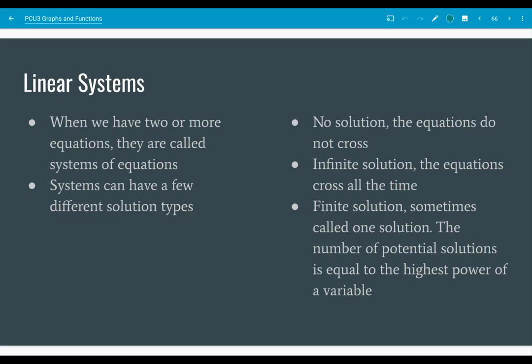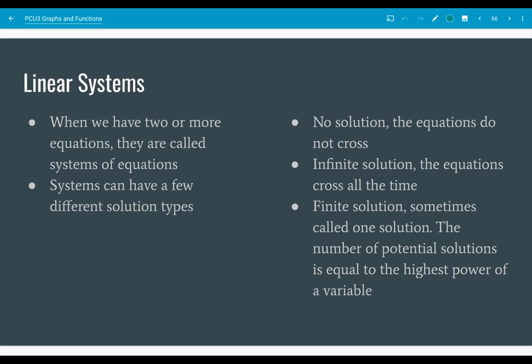So linear systems. Linear systems are when we have two or more equations and we're trying to solve them. It's a system of equations. There's a couple different solution types, right? Systems could have no solution, meaning they don't cross at all. They could have infinite solutions, meaning they cross all the time. Or we could have finite solutions, meaning there's a set number of solutions we could have.